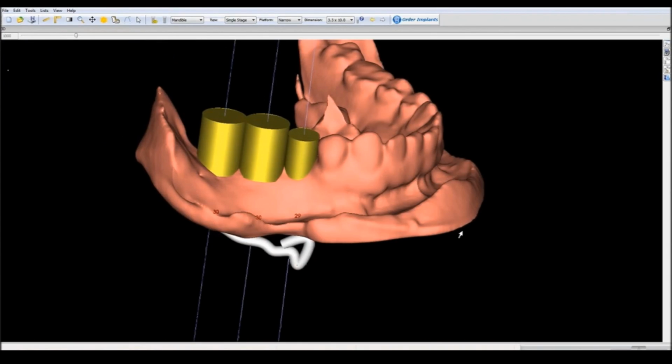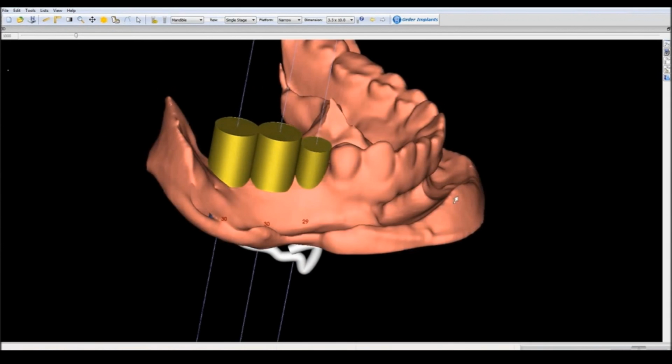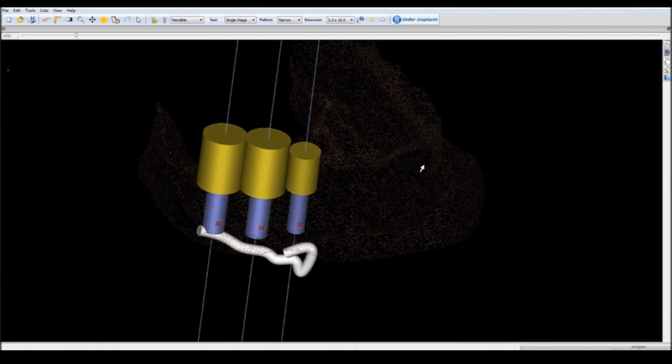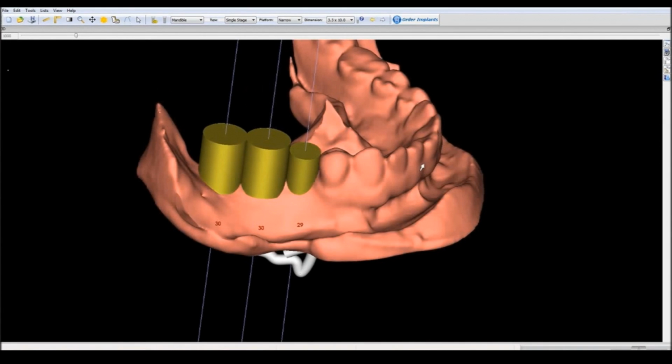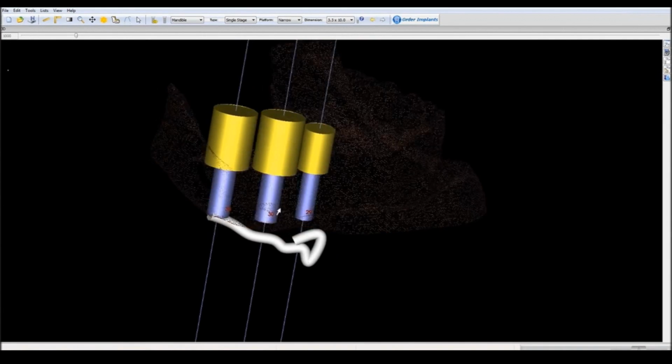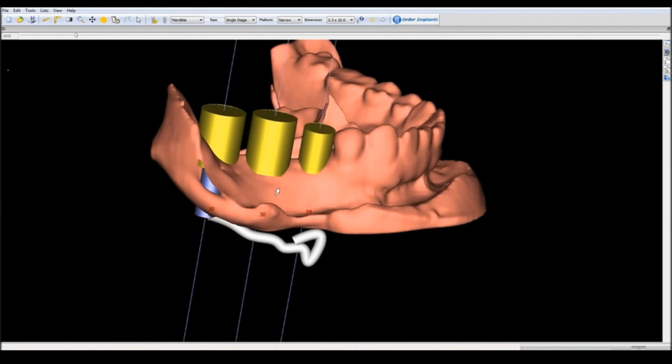I then might go to the model. Now we've scanned in a model of the arch of interest. And on the model, this is very precise and very accurate. So now I can fine-tune my mesial-distal relationships.